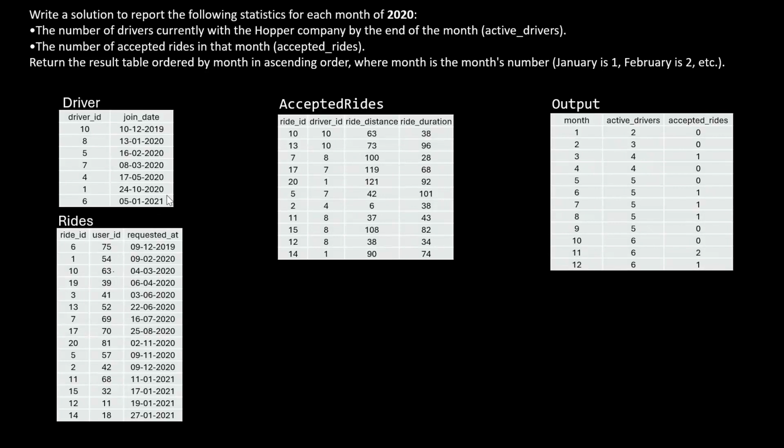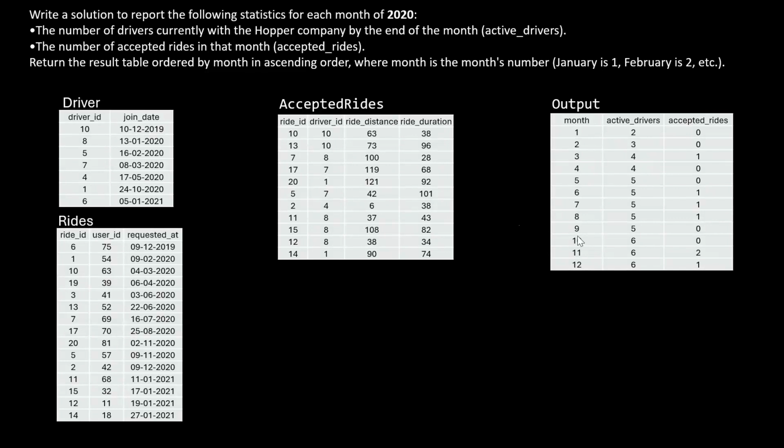Now, what we need to do is write a solution to report the following statistics for each month of 2020. We need to find the number of drivers currently with the Hopper company by the end of each month, and we also need to find the number of accepted rides in that particular month. Basically, in each month, we need the number of accepted rides and the number of drivers who are active, or who have joined till that particular month.